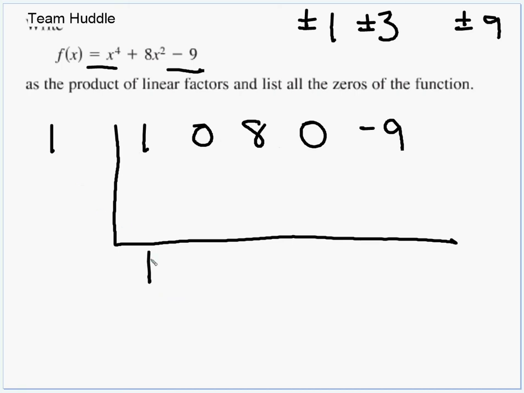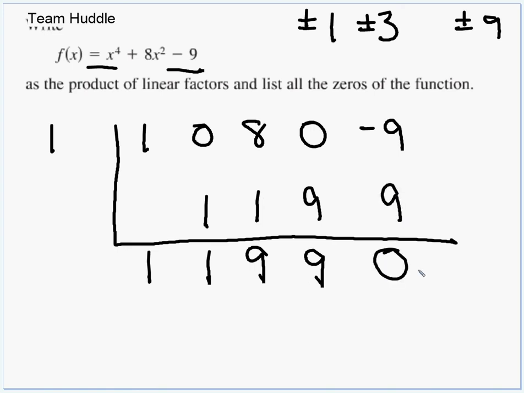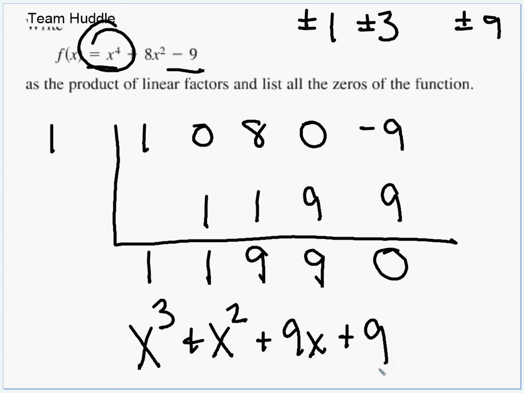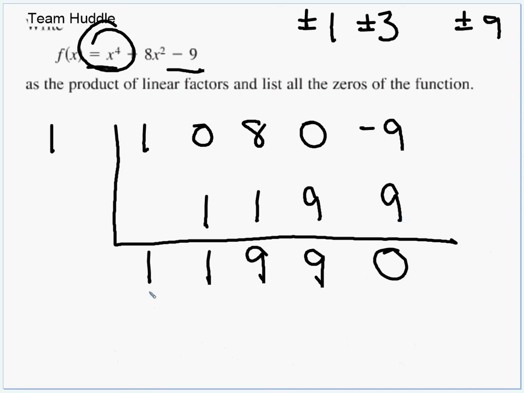We bring down 1. 1 times 1 is 1. And we add. 1 times 1 is still 1. And we add. 1 times 9 is 9. Add those up. 0 remainder. Okay. Now there's two alternate routes we could take on this. We had x to the 4th, so this is now 1x cubed plus x squared plus 9x plus 9. If you want, you could stop here and factor that by groups. That would work. Or another way would be to continue with the synthetic division.